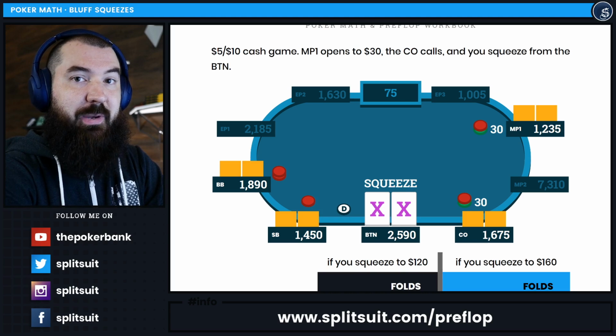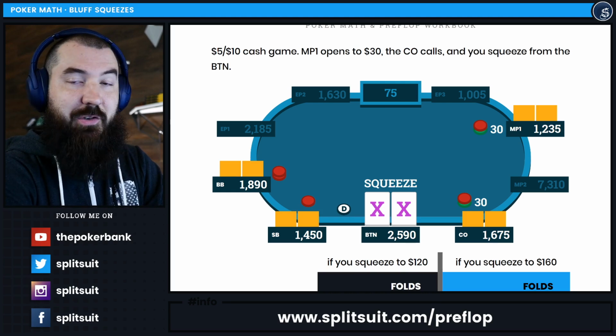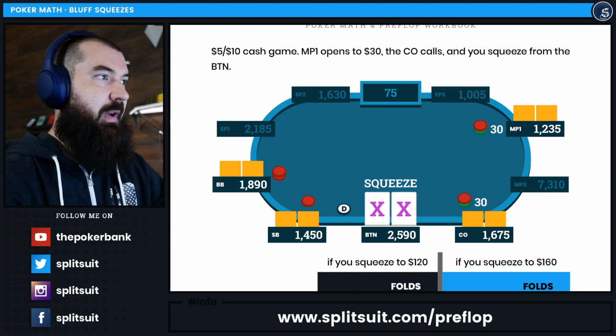So today I want to go through an exercise with you. This is from the Preflop Math Workbook, page number 206. And without further ado, let's jump right into it. Alright, so let's start by reading the prompt. This is a 5-10 cash game. MP1 opens to 30, the cutoff calls, and you decide to squeeze from the button.